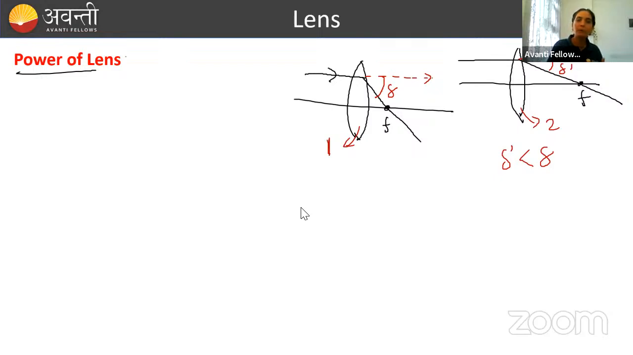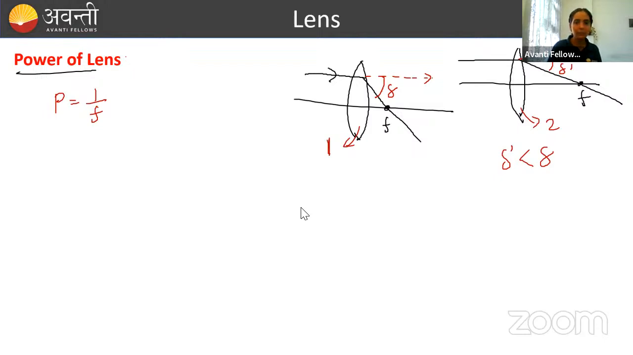And in both cases, we can see when light is getting deviated by a large angle, focal length is small. And power of lens is basically the capacity of a lens to deviate rays. The more it deviates, the more powerful it is. So we will define power of lens as 1 by f, inversely proportional to focal length. See here, lens 1 is more powerful because it is deviating rays by a larger angle. So its power can be written as 1 by f.